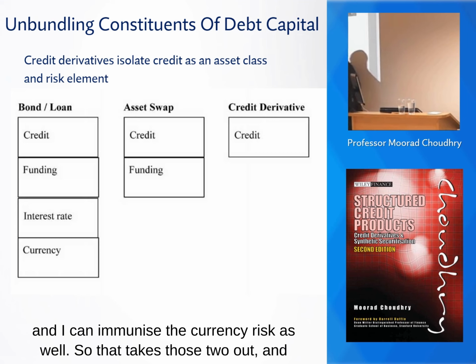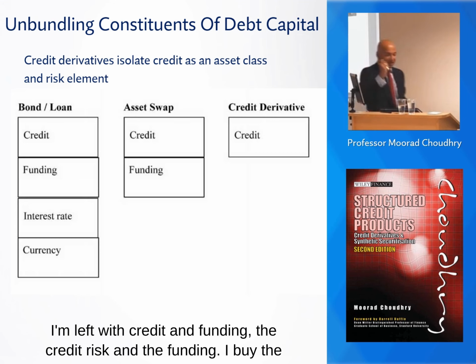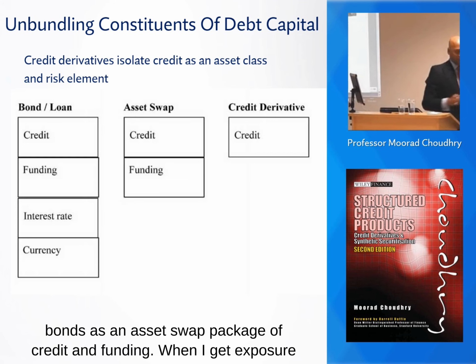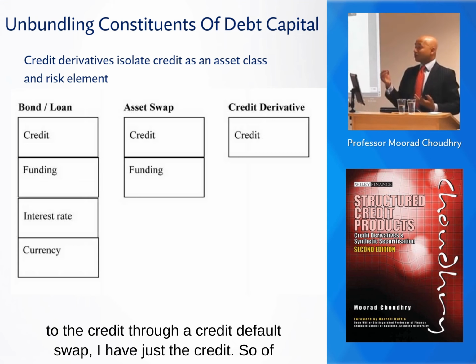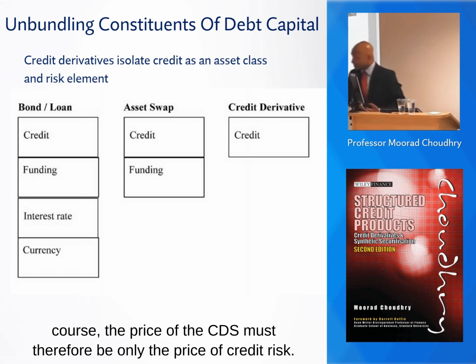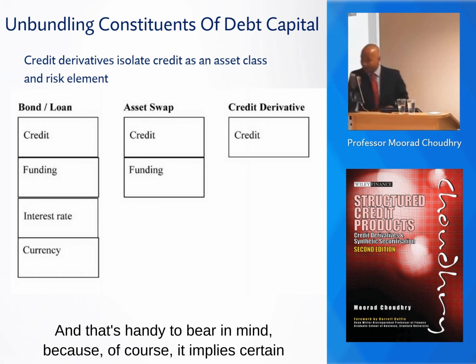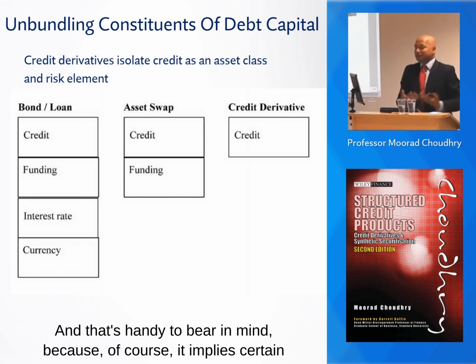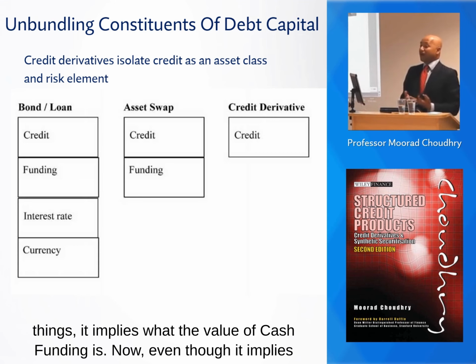So that takes those two out, and I'm left with credit and funding. The credit risk and the funding, I buy the bond as an asset swap package. I've got credit risk and funding. When I get exposure to the credit through a credit default swap, I have just the credit. So, of course, the price of the CDS must therefore be only the price of credit. And that's handy to bear in mind because it implies certain things for what the value of cash funding is, okay?